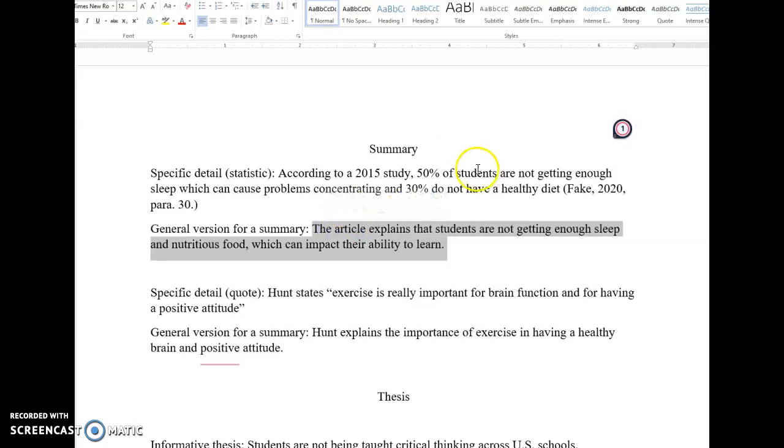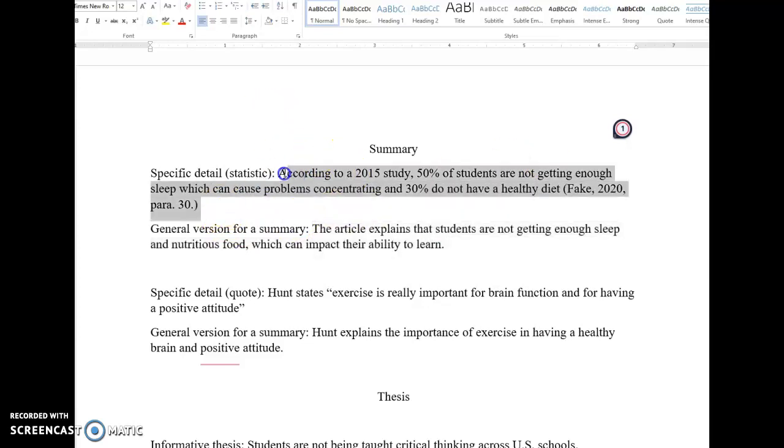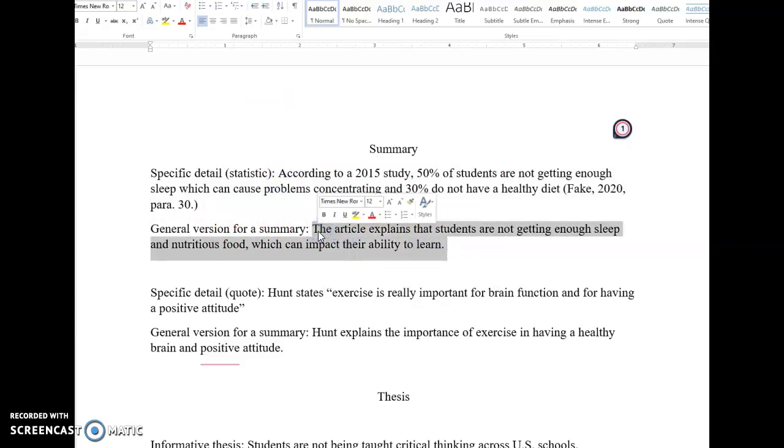Because the real reason you're including this information here, why you're saying 50% of students are not getting enough sleep, which can cause problems concentrating, 30% do not have a healthy diet, is so that you could pull out the major information that you think the author's trying to tell you, which is that students are not getting enough sleep and nutritious food, and that can impact their ability to learn. So you can see the difference.